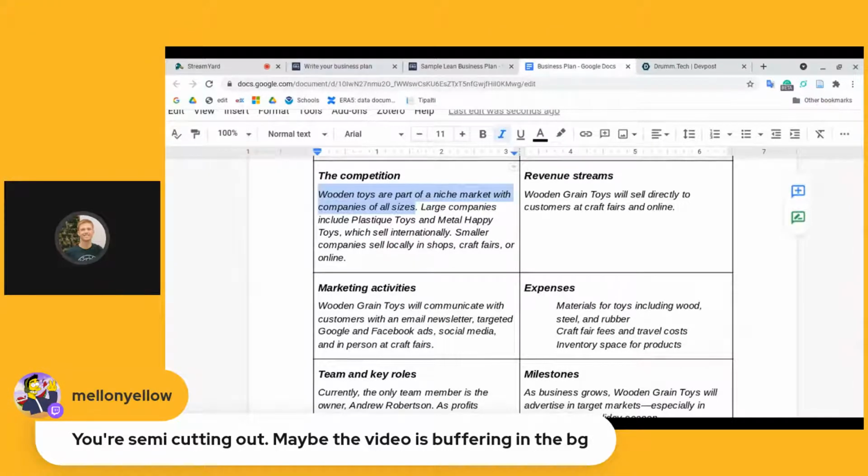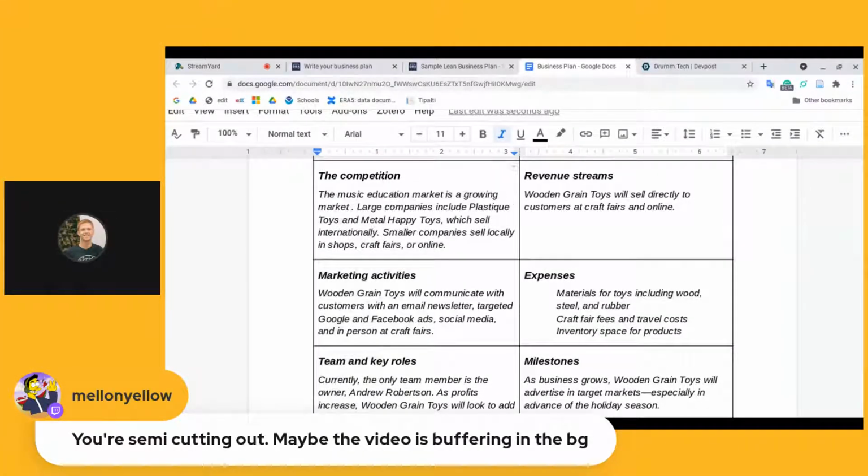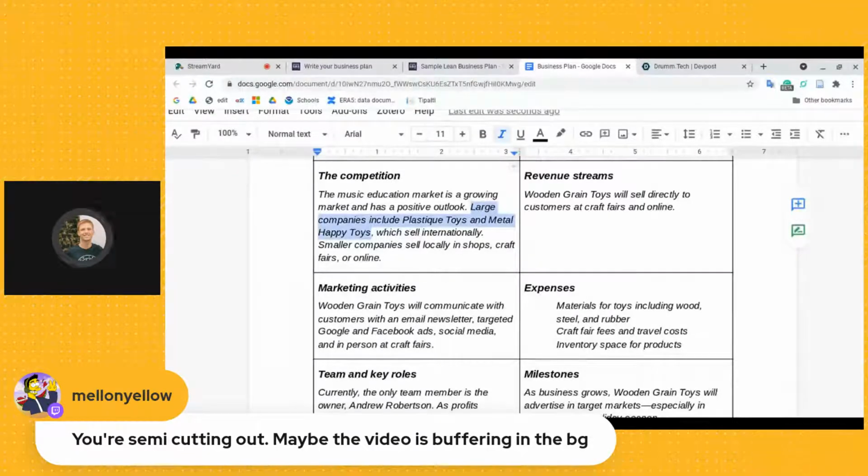But we want to talk about the market. So the music education market is a growing market because more and more people are taking advantage of education, and the service economy is also growing. I'm actually not sure if this is true, but for the purposes of our example, we can say the music education market is a growing market, and has a positive outlook. So this is where we're talking about the industry outlook. And then the competition is addressed.